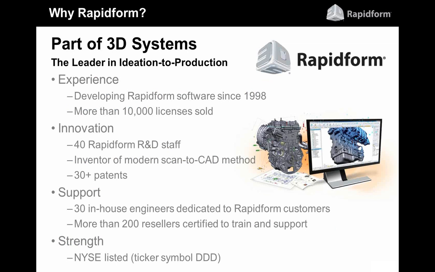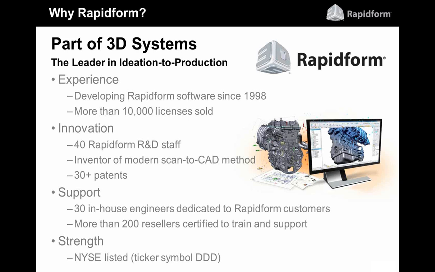Why should the customer choose Rapidform? Because we are part of 3D Systems. 3D Systems is the leader in ideation to production. We have experience in developing Rapidform software since 1998, with more than 10,000 licenses sold worldwide. Our innovation is based on 40 Rapidform research and development people. We are inventors of modern scan-to-CAD methods and have more than 30 patents on Rapidform.